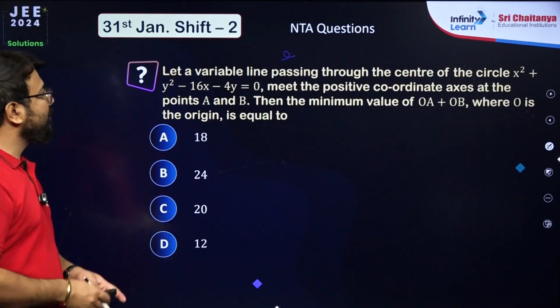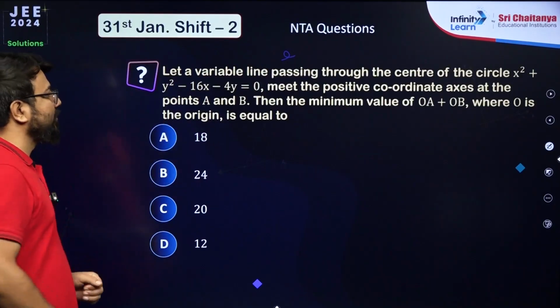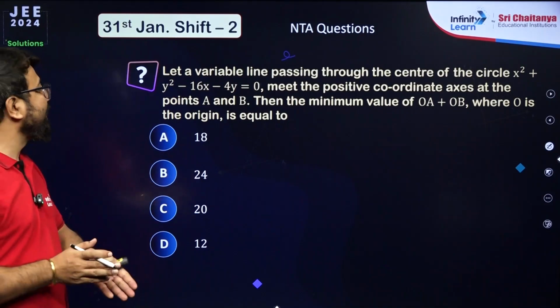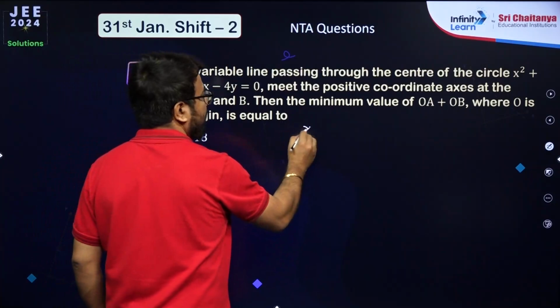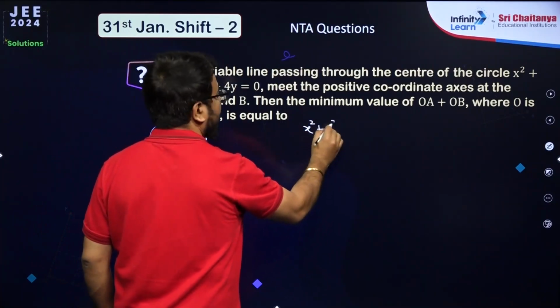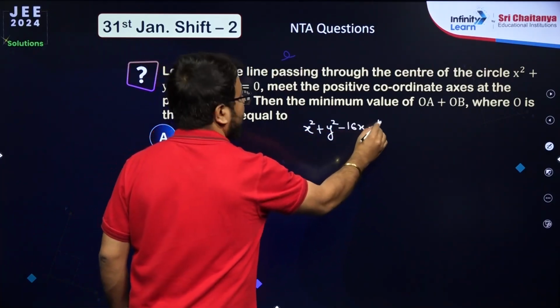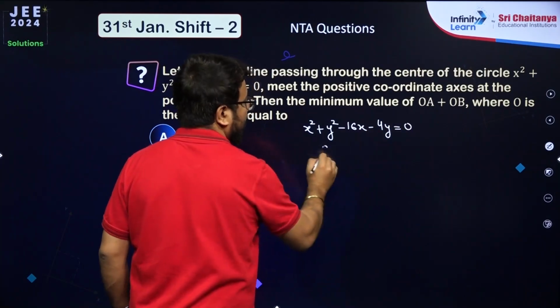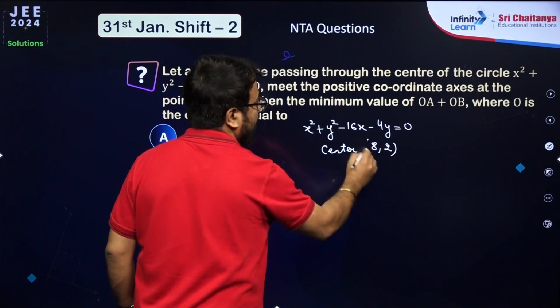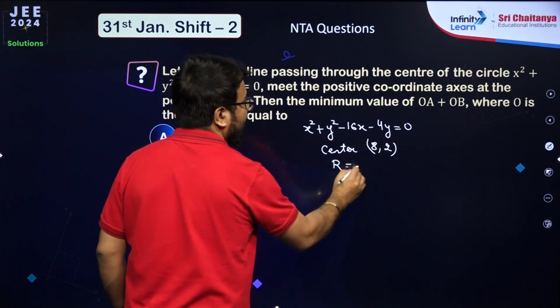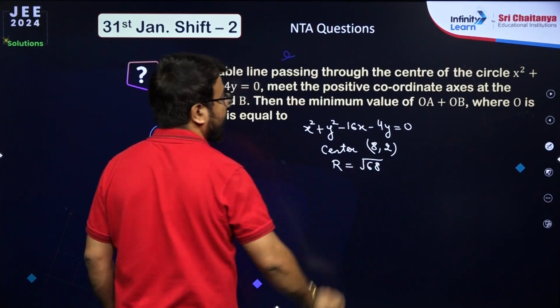Moving forward to the next, let the variable line passing through the center of the circle meet the positive coordinate axis at the points A and B. So a circle is being given to you with this equation: x square plus y square minus 16x minus 4y is equal to 0. So its center will be directly written as 8, 2. And the radius will be root over 68.